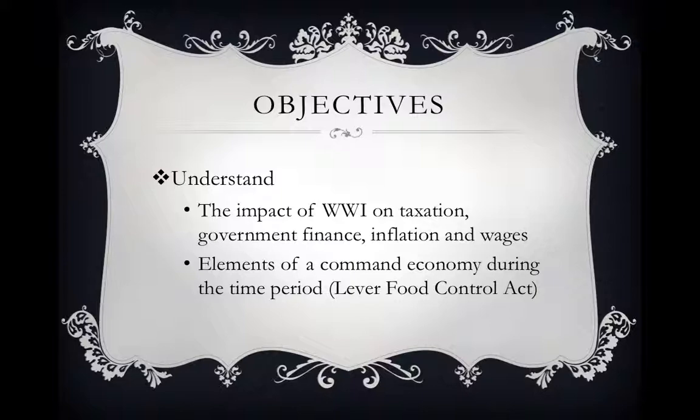And then we'll talk about elements of the command economy, in particular the Lever Food Control Act, which was used as the vehicle for setting up a host of controls of the economy under the guise that it was of national security interest for the government to have greater control over these resources. And we'll go over them mostly because, as I said previously, it's important to understand that this is the genesis of greater involvement of the government in economic activity. Even though it was temporary for World War I, it's an example of where the government becomes more and more involved in controlling elements of the economy.